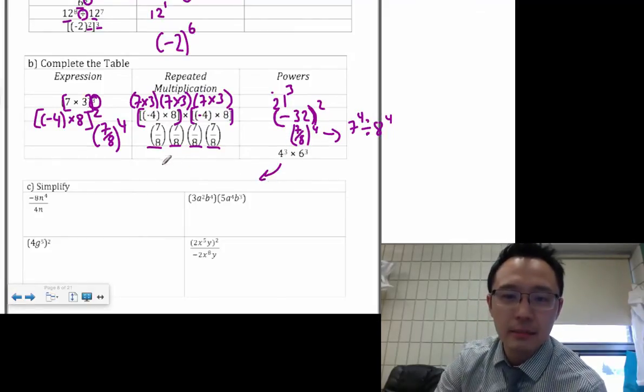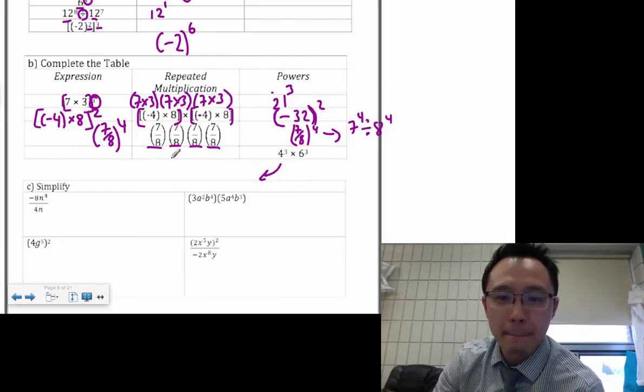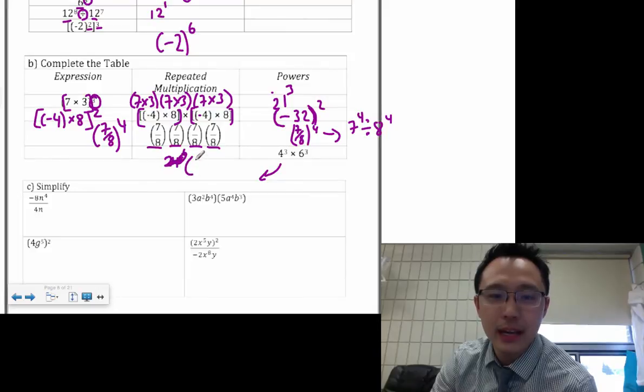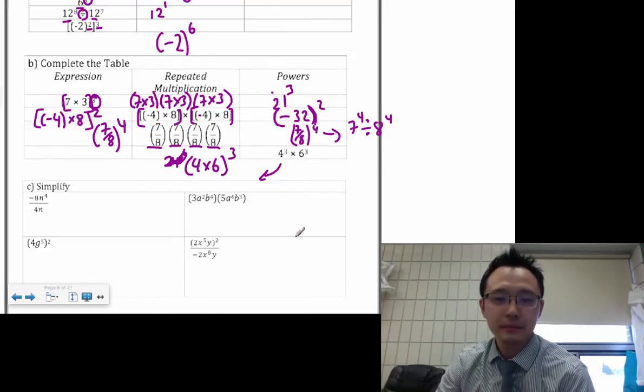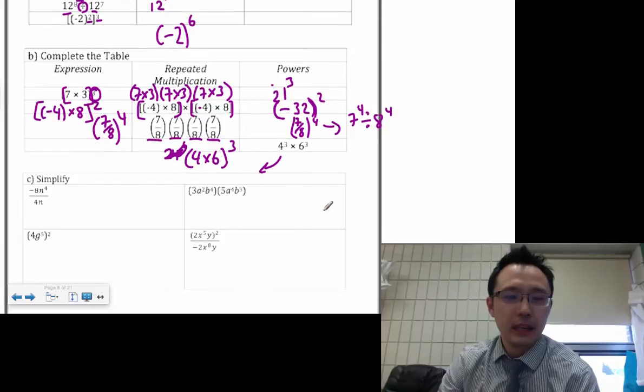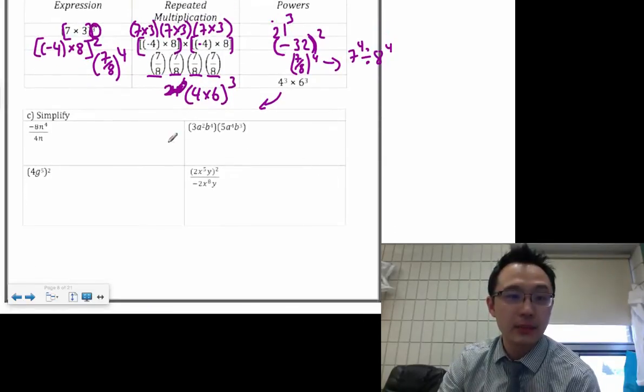This one is going to be 24 to the power of 6. No, it's not. What is this one? This one would be bracket, sorry, bracket 4 times 6, like this. Which would still work. It would be 24 to the power of 3. But that's your expression. C, let's finish this one up.